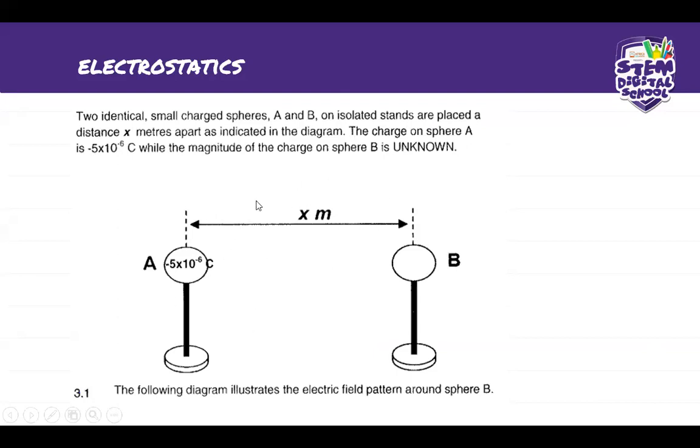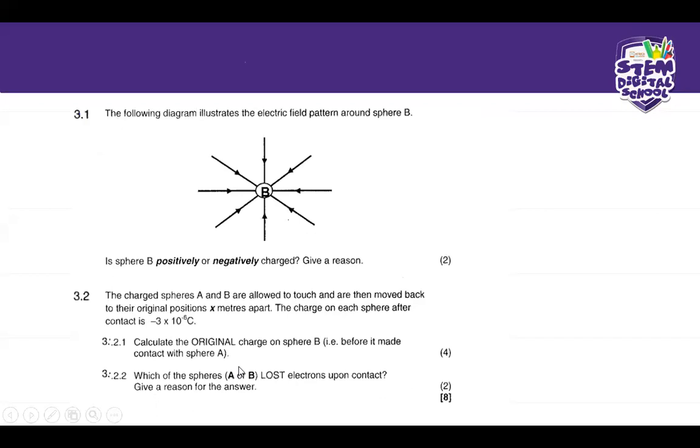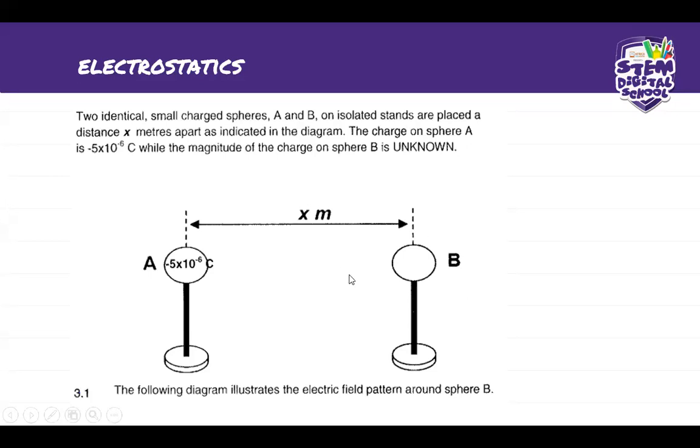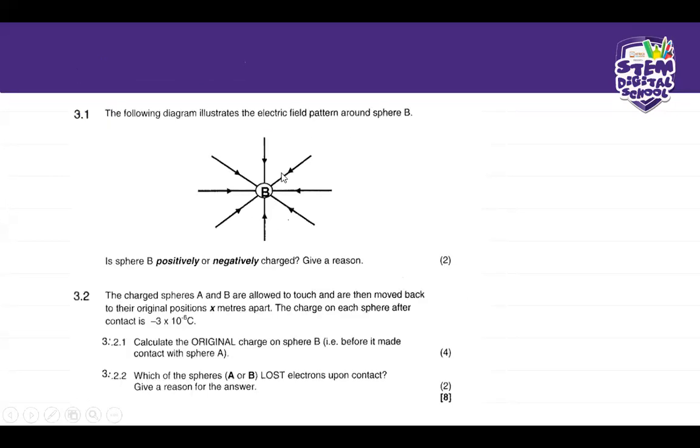But what we have is the charge of A. Okay, so now the following diagram illustrates the electric field pattern around sphere B. So this is our sphere B here, and you see the arrow direction. The direction is going inwards into the charge B. So what they asked was, is the sphere B positively or negatively charged?